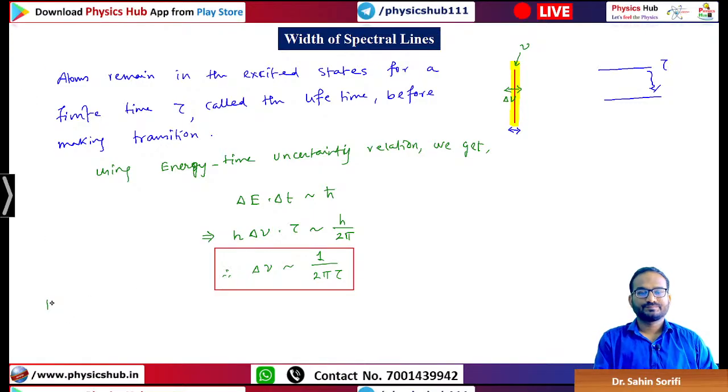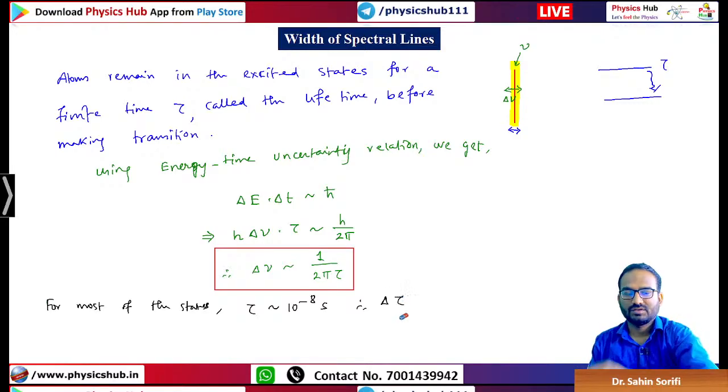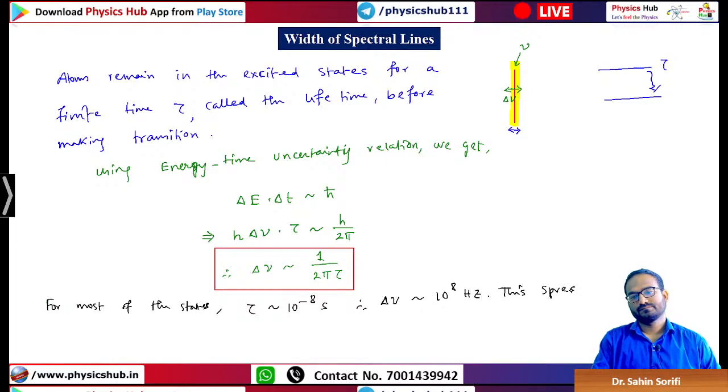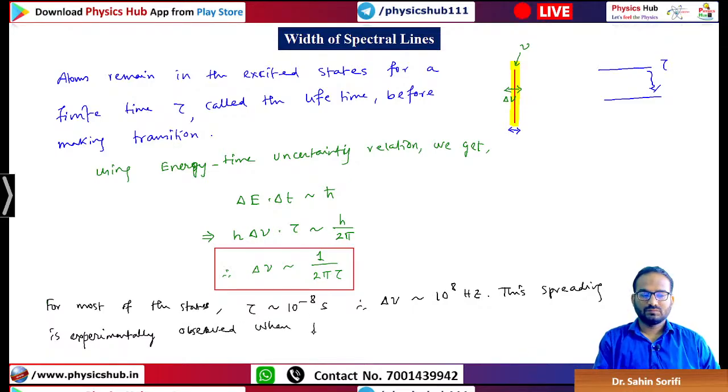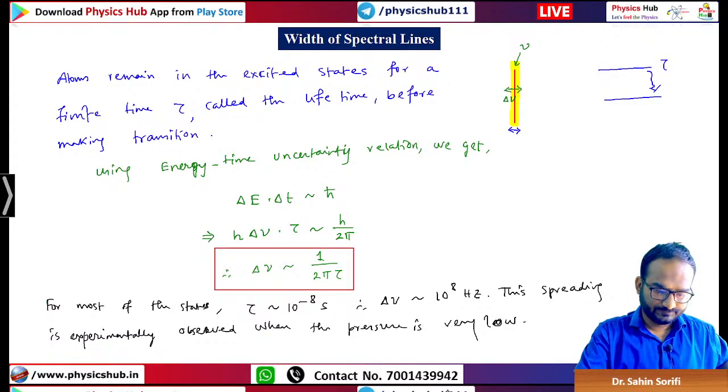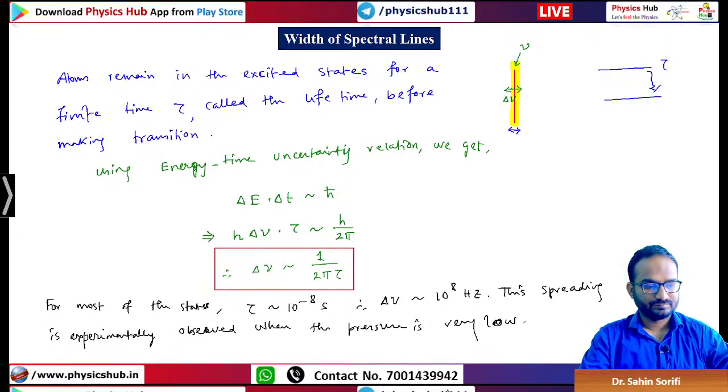So, for most of the states, tau is of the order of 10 to the power minus 8 second, and because of that delta nu is approximately of the order of 10 to the power 8 Hertz. This spreading is experimentally observed when the pressure is very low. Clear?